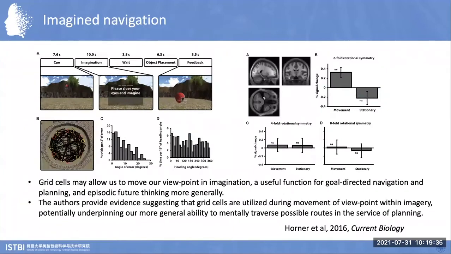And not only direct navigation, but there was actually another piece of evidence that came out in 2016, where Horner and colleagues asked participants to imagine themselves navigating in this virtual environment. And very similarly, they could find the same six-fold symmetry while the participants navigated this environment, which showed greater activity during movement as opposed to stationary conditions, but also in comparison to the control conditions, which have four-fold or eight-fold rotational symmetry. So in general, the authors have suggested that the grid cells might be utilized during movement of viewpoint within imagery, and they might potentially underpin our more general ability to mentally traverse possible routes in the service of planning, right? But how about beyond spatial navigation?